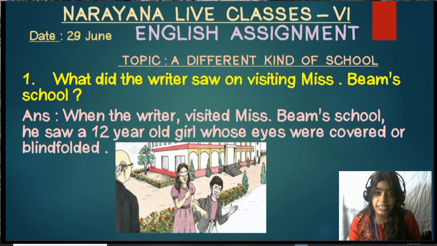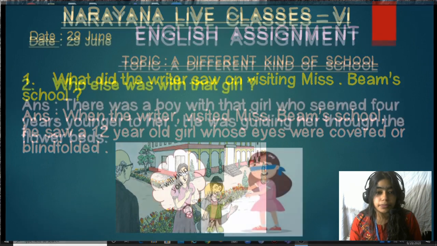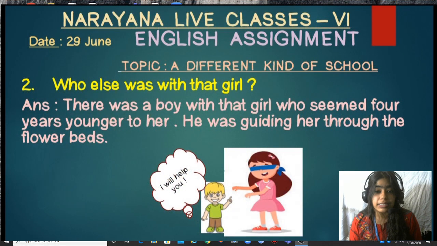Let's move on to the second question. Who else was with that girl? Now, the girl was not alone. So, who was with the girl? Let's see the answer. There was a boy with that girl who seemed 4 years younger to her. He was guiding her through the flower beds. Now, there was a boy and he was how many years younger? 4 years younger to the girl. And that boy was helping the girl to walk ahead, to move ahead.